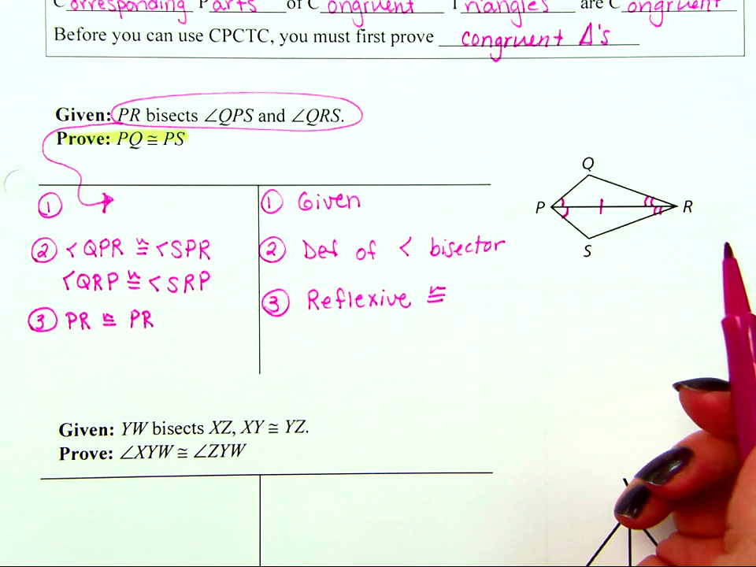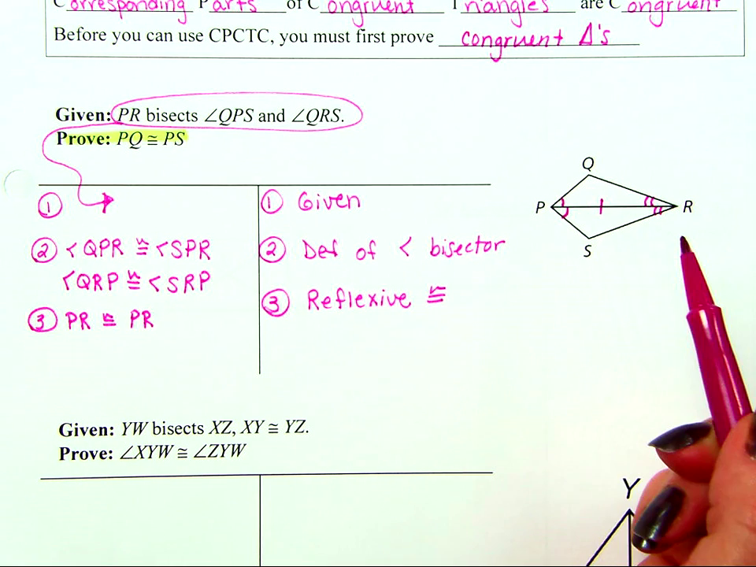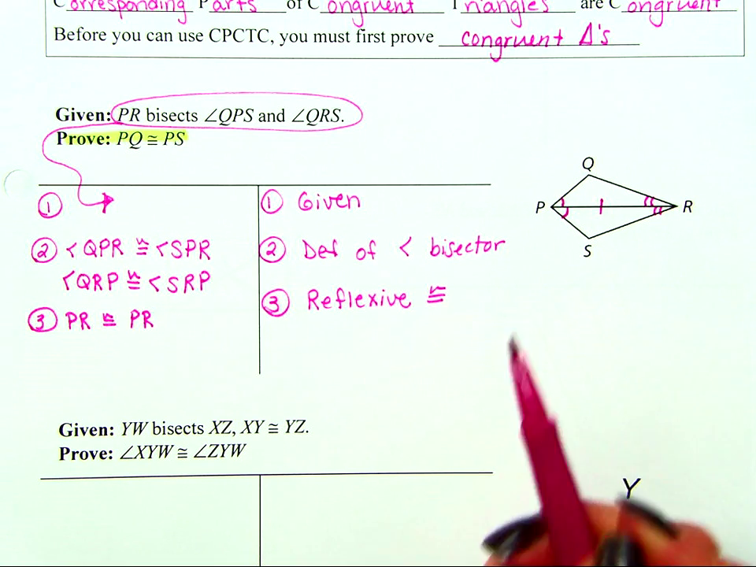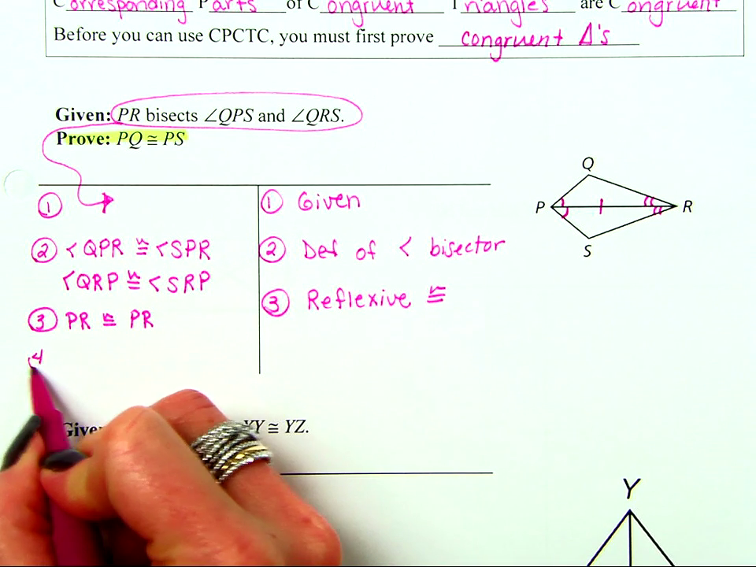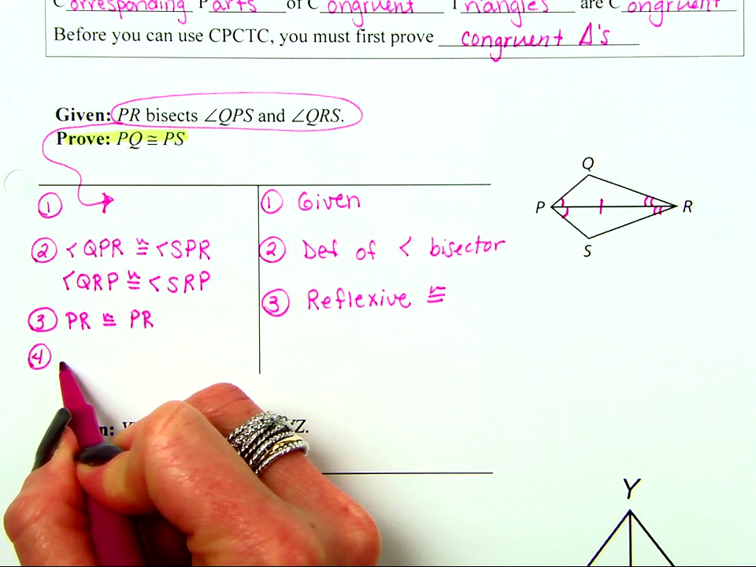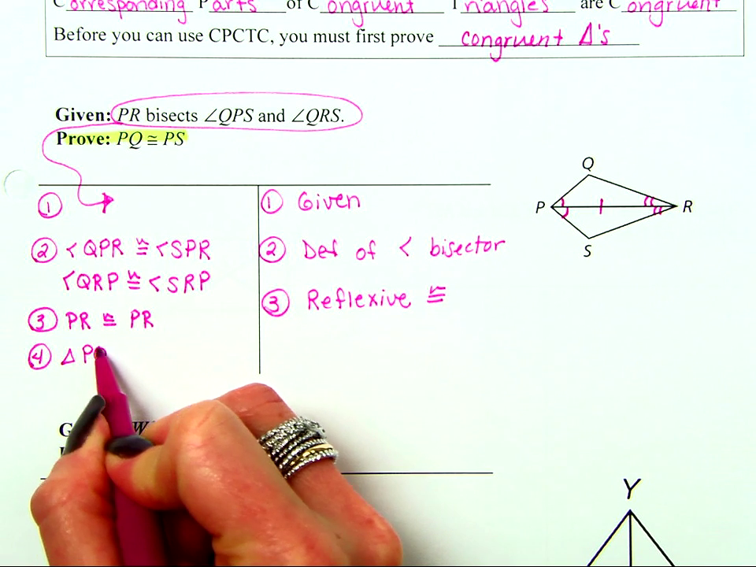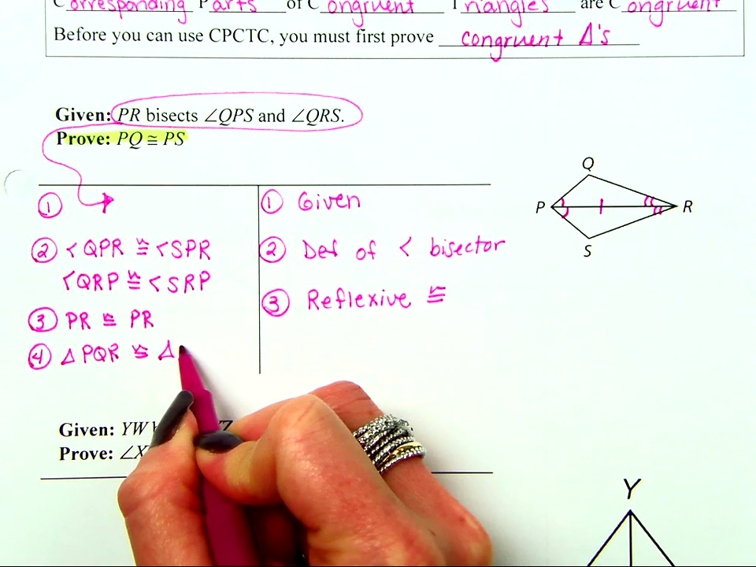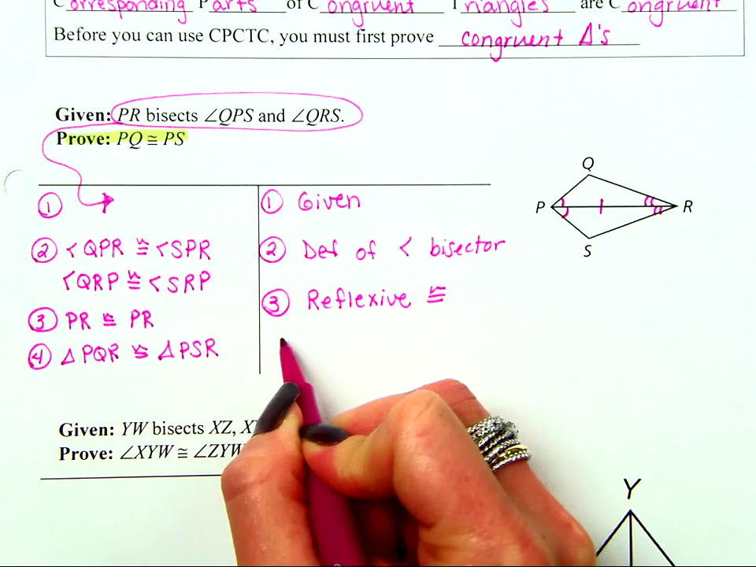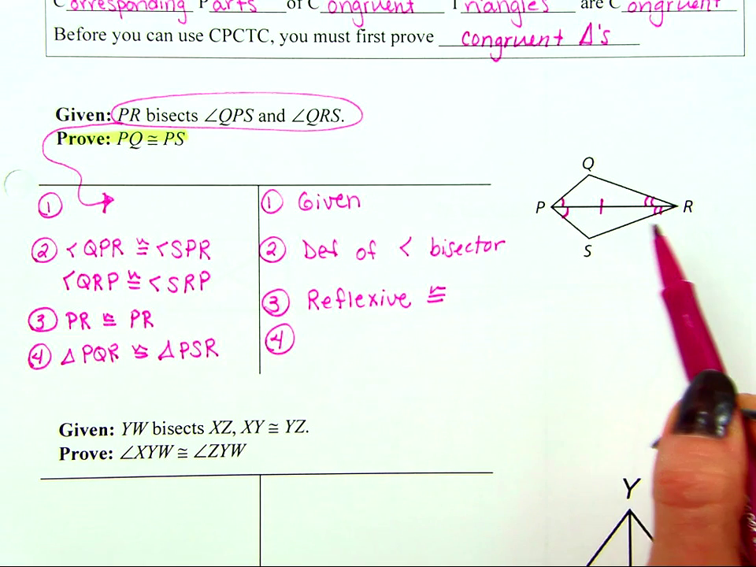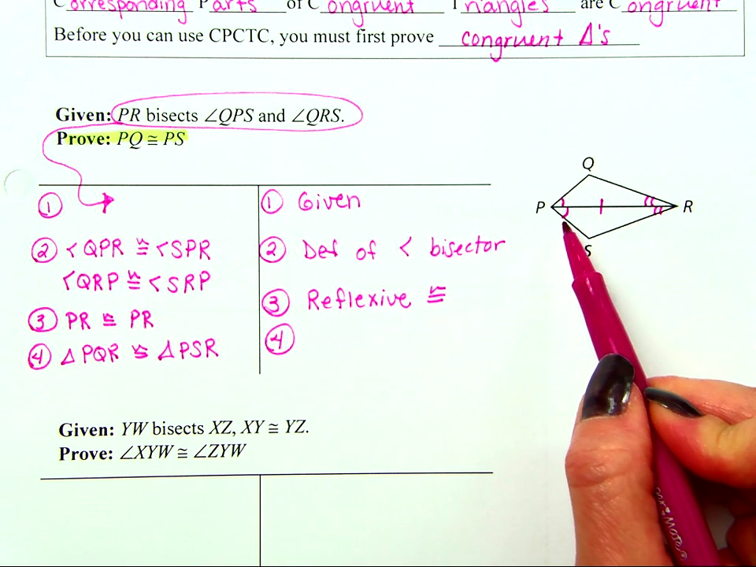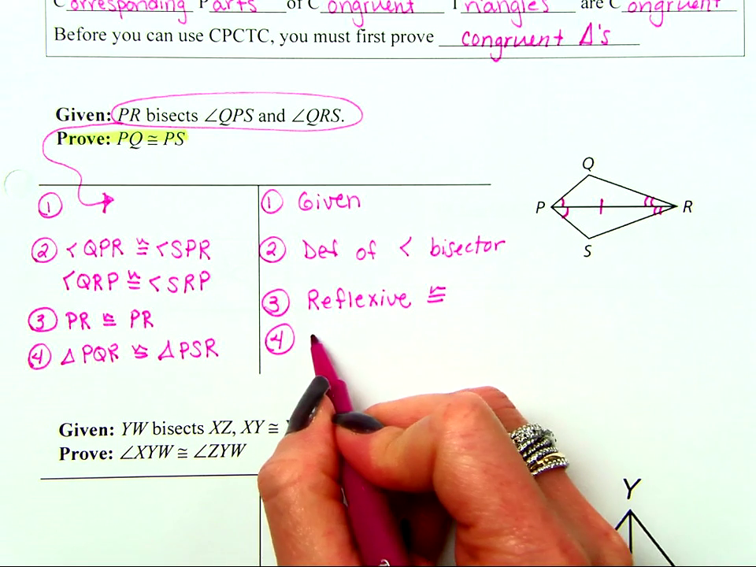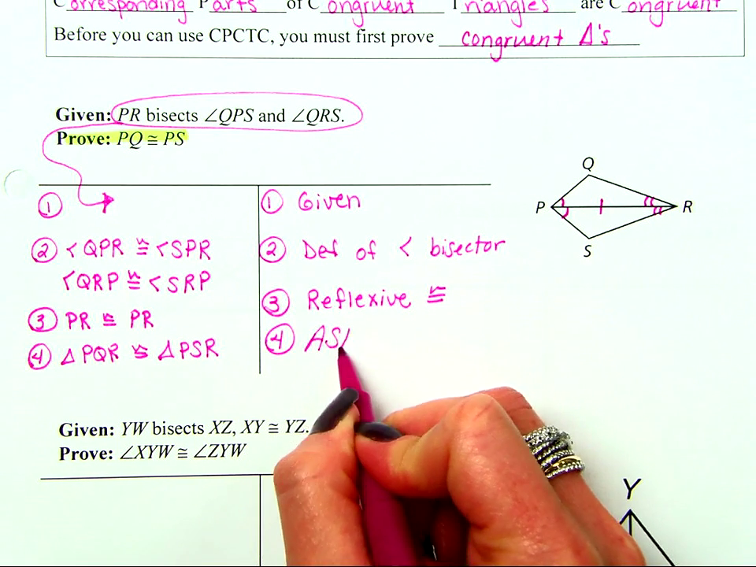And I can't yet quite say that my PQ and PS segments would be equal, but I do see that my triangles are congruent. So I'm going to go ahead and state that my triangle PQR must be congruent to triangle PSR. I have shown a shortcut. What shortcut did we show? Well, we have angle, side, angle in both triangles. So I know they are congruent by angle, side, angle.